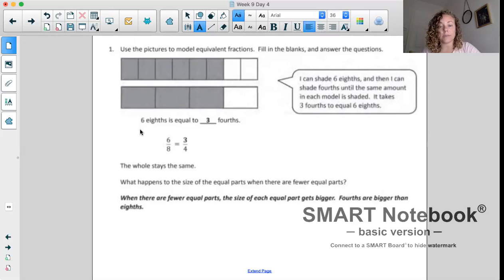What happens to the size of the equal parts when there are fewer equal parts? When there are fewer equal parts, the size of each part gets bigger. 4ths are bigger than 8ths. So remember, 1/4 is this size, 2/8 the same size.